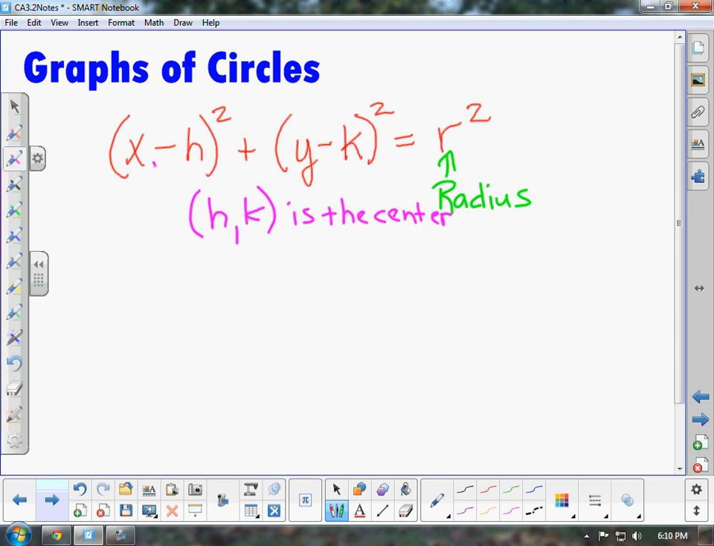And so the opposite of this value, so if you have like x minus 2 squared, then your center would be at 2, comma something. And then if you had plus y plus 4 squared, then it would be 2, negative 4 is the center of our circle. And if this turns into a plus 2, then it becomes negative 2, negative 4.